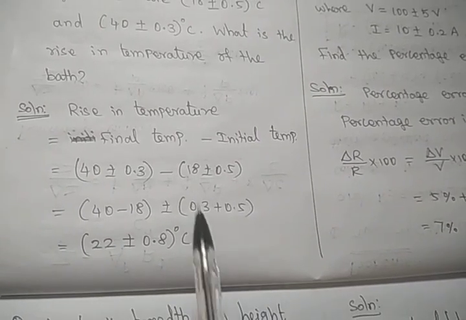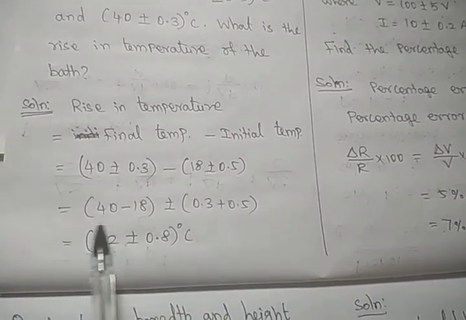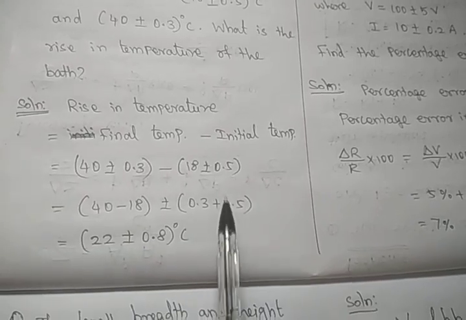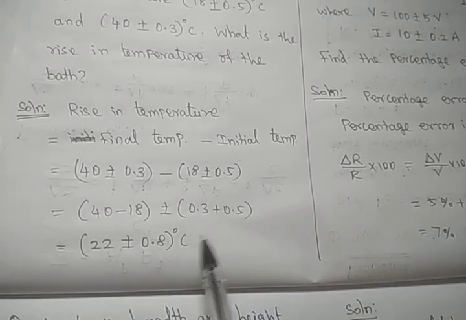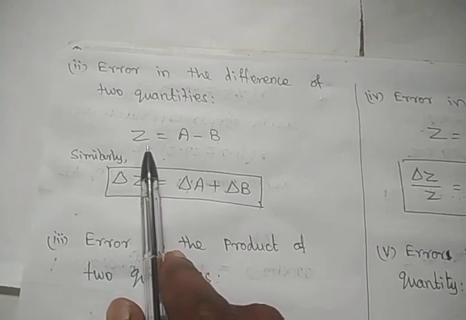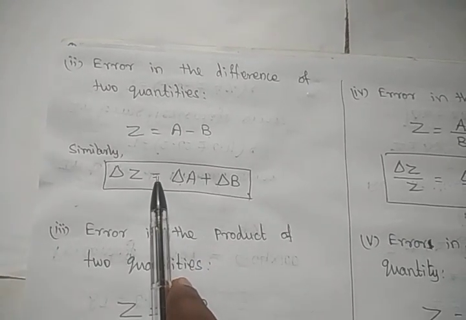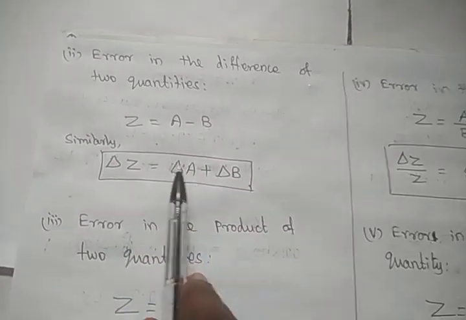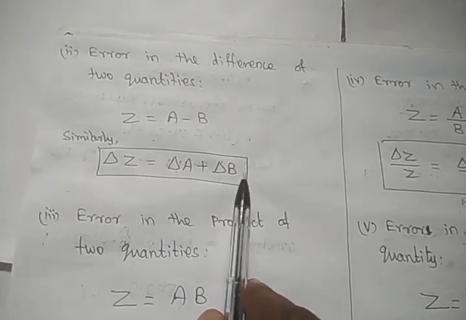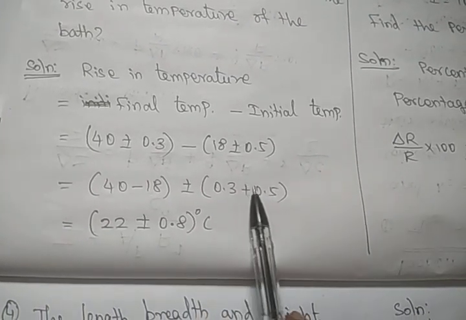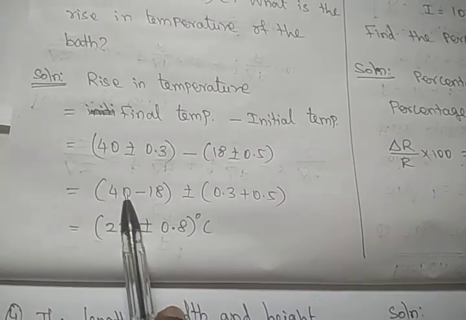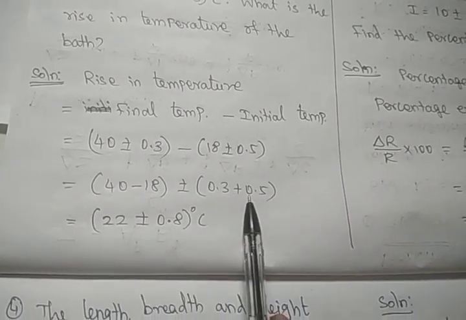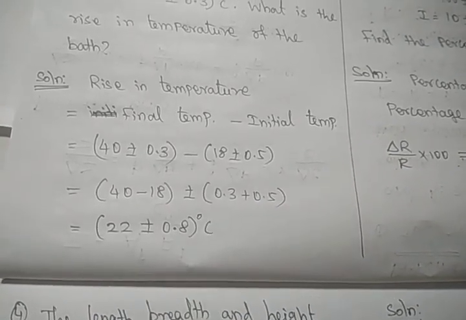Students may ask one question: sir, for the true values we are subtracting, why are the errors alone being added? I am saying that in the formula, delta Z can be written as delta A plus delta B. That means the true values have to be subtracted, but the error values have to be added. Dear students, now are you clear? So don't put minus here. Only the true value is subtracted and the error value we add up. Finally we get the solution as 22 plus or minus 0.8 degrees Celsius.